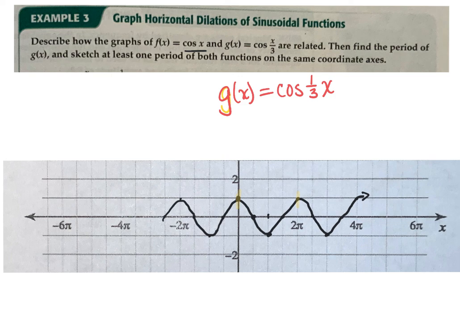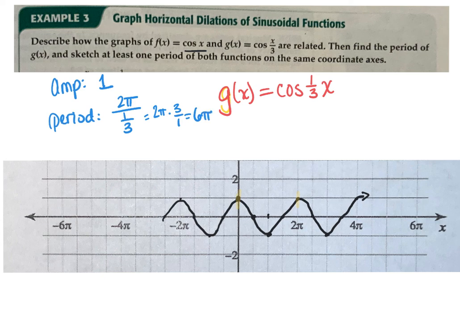But now I have to calculate the period. My amplitude for this one is still 1, but my period is going to be 2 pi over 1/3, right? Keep, change, flip. That's 2 pi times the flip, 3 over 1. That is 6 pi, which means I am going to complete one cycle in 6 pi instead of 2 pi. So what I need to do is take 6 pi and divide it in fourths.